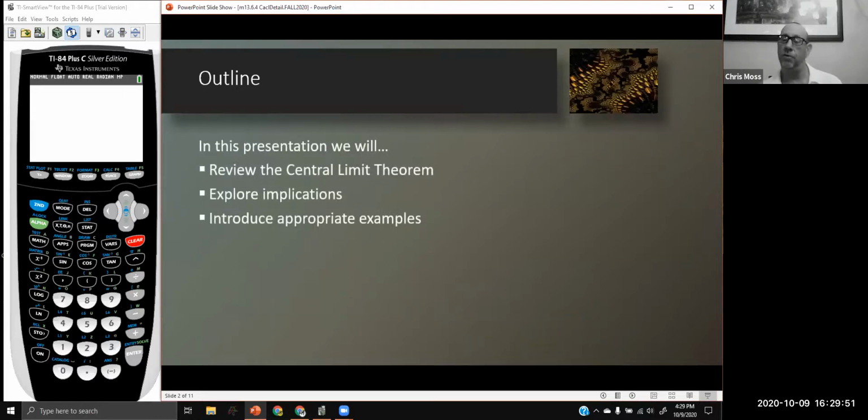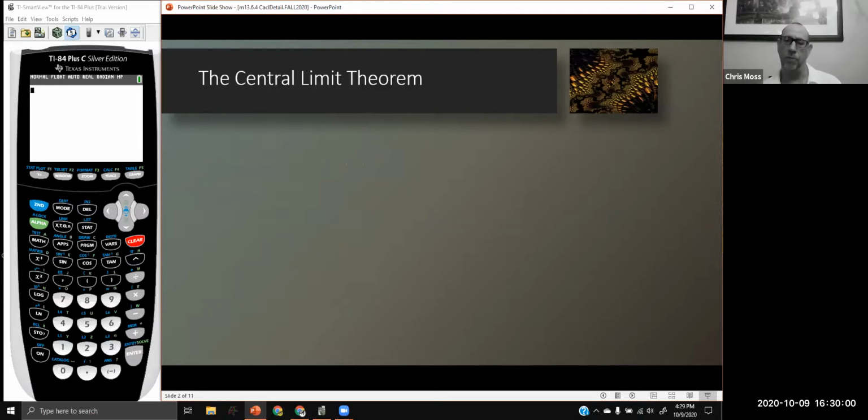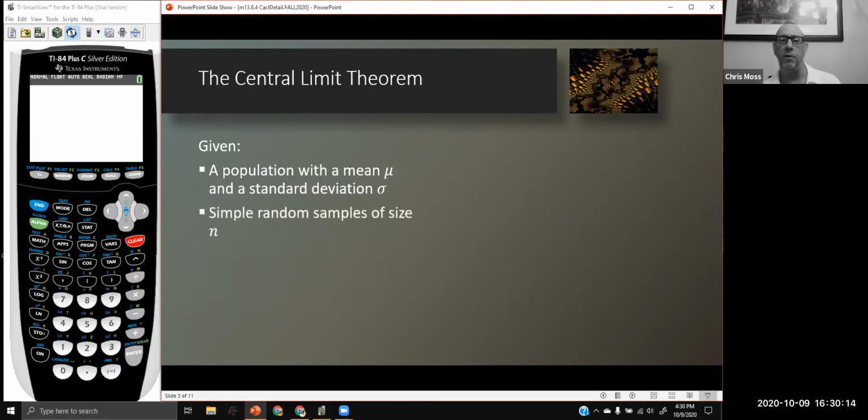First thing I'm going to do is review the Central Limit Theorem. It's wordy and it is subtle. We'll explore the implications, and as we do that, we'll introduce appropriate examples. There are some requirements before we can use the theorem. Number one, you need a population with a mean mu and a standard deviation sigma that you wish to study. Second, you need to take simple random samples of a given size n.